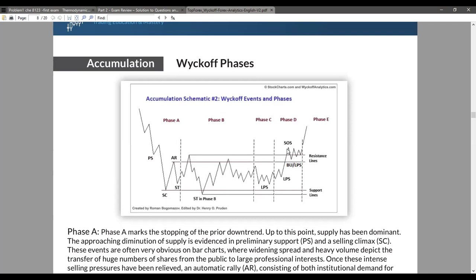Because once you have this break of structure, you always want to wait for a pullback. At this point you have a pullback, that's your backup, and then you can enter your buy here. And then what happens is that you begin to go into profit. You begin to cash in pips and profits from here. So that is simply Wyckoff schematic 2.